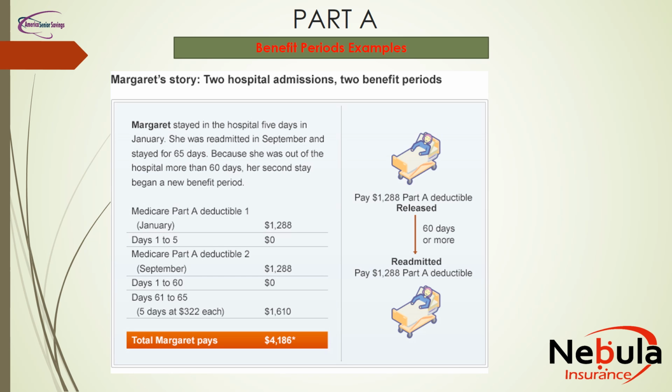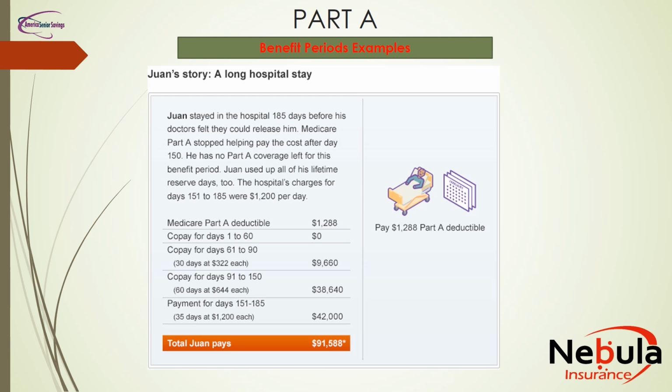Now Margaret stayed in the hospital for 5 days in January. She was readmitted in September and stayed for 65 days. Well, she was out of the hospital more than 60 days, so a new benefit period begins. And if you look at the math, she has to pay $4,186 out of pocket. It can become expensive.